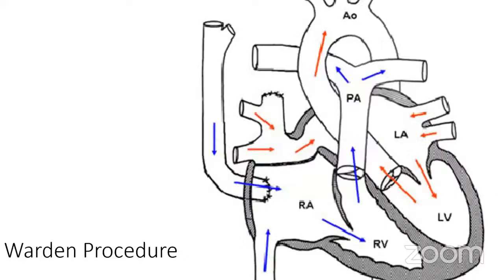This is a picture of the Warden procedure. You can see mainly the work on this area, and this is the SVC cut, separated from the partial anomalous veins and sutured to the right atrium. This is a patch to close the right atrium. So this is the new right atrium of the SVC and the IVC, and this is now the anomalous connection going through the defect into the left atrium.